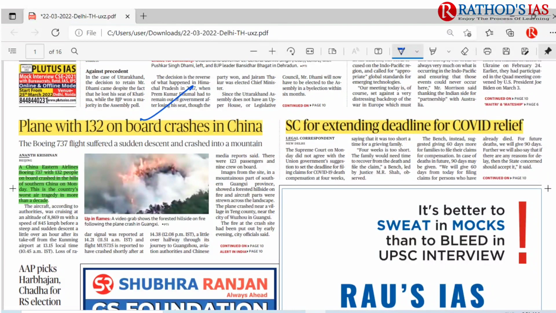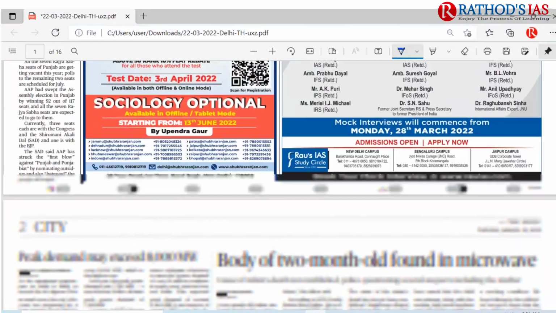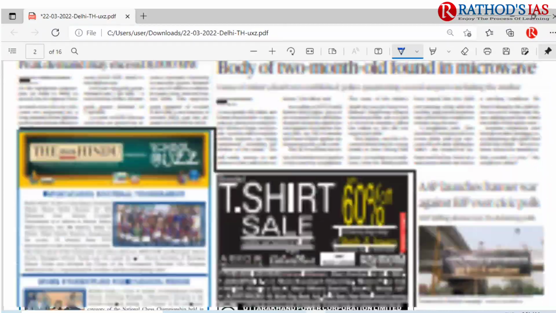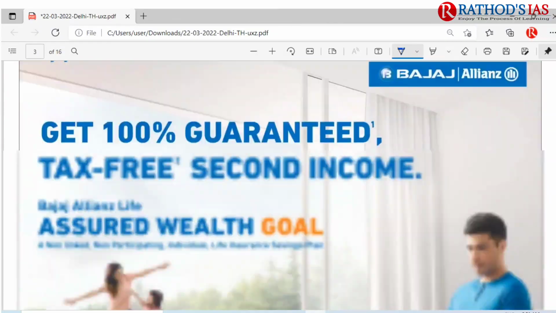So actually in China what happened, this Boeing 737 plane crashed and that led to the death of 132 people. Right, it went and hit some high altitude regions like hills or mountains in China. And the next article is Supreme Court for extending deadline for COVID-19 relief. I discussed this topic. And if you move forward in this city page, you can leave this.